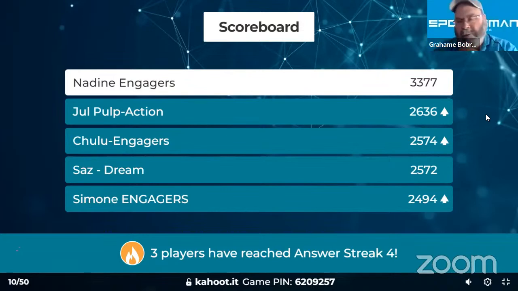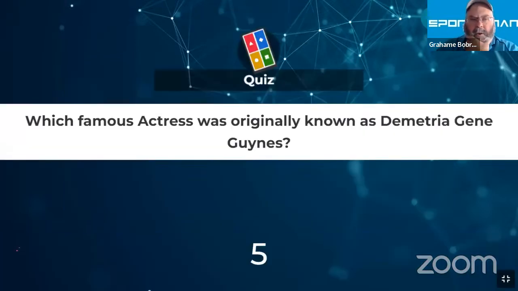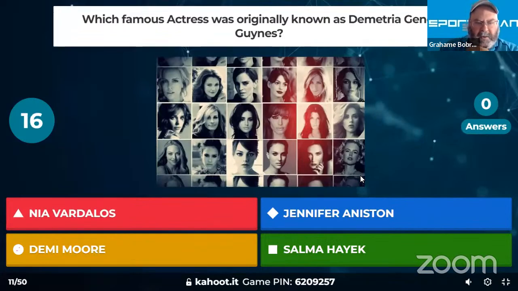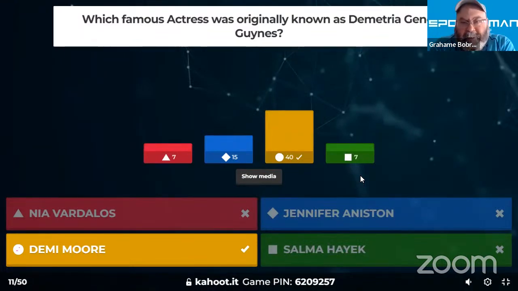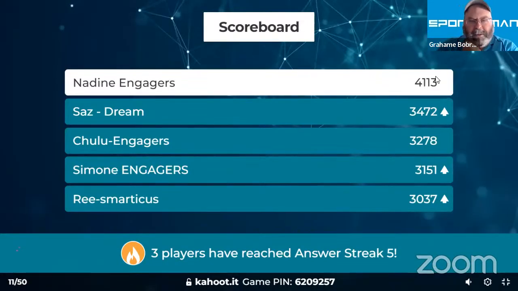We now move on to the entertainment round. There'll be 3 questions and then I'll explain further how we go. Good luck. Which famous actress was originally known as Demetria Jean Guinness? Was it Nia Vardalos, Jennifer Aniston, Demi Moore, or Salma Hayek? Good number of you getting it correct. It was an answer that I didn't know. Demi Moore, Demetria Jean Guinness. And sure, Nadine seems to be pulling away there. Good stuff. Anybody new on that leaderboard? I see Ree from Smarticus. Let's see what happens next.